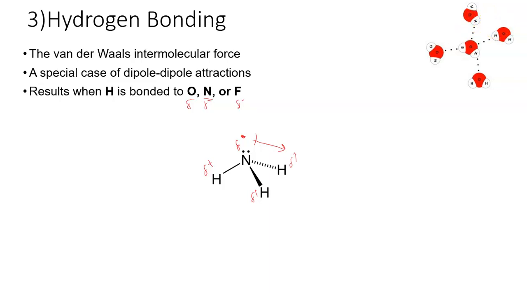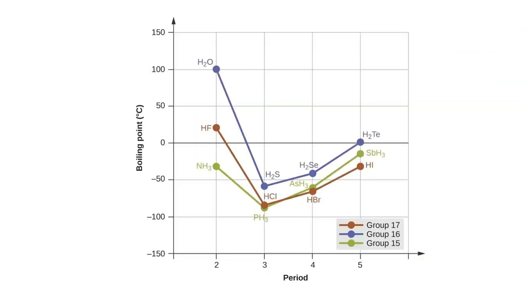Now you may be wondering, why does the hydrogen have to be bonded to oxygen, nitrogen, or fluorine? This is a little diagram from the OpenStax textbook, a graph that should give some empirical data of it. On the y-axis, the vertical axis, it's boiling point. So this shows the temperature at which the compound can boil.